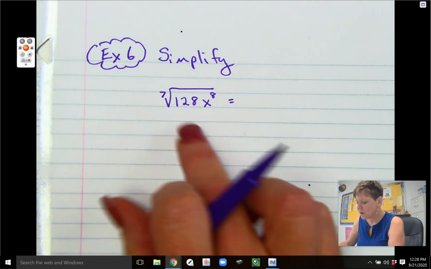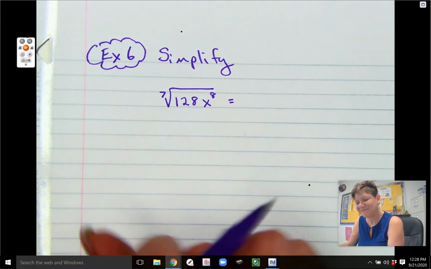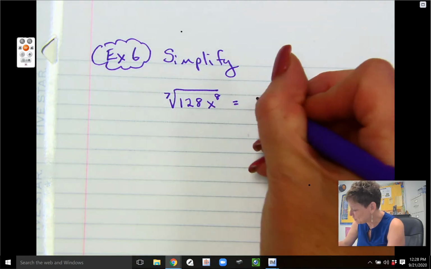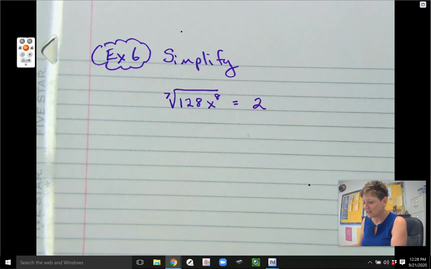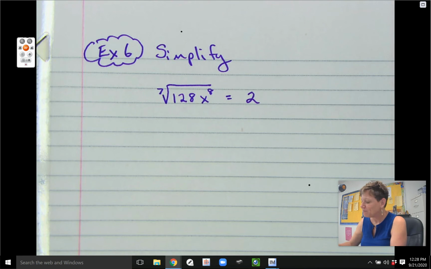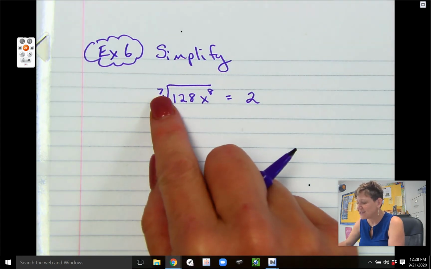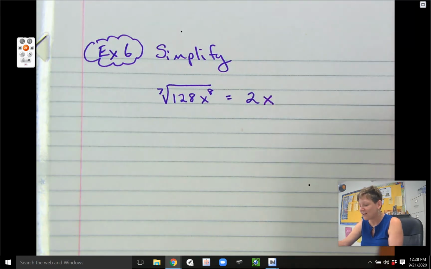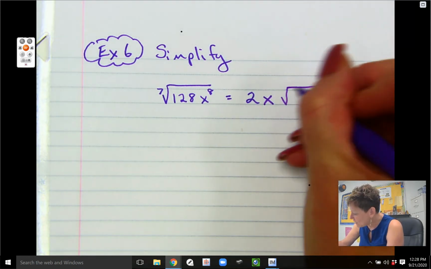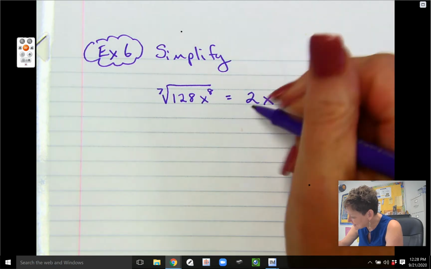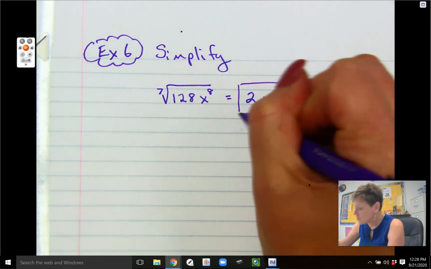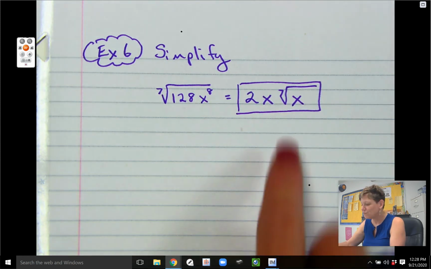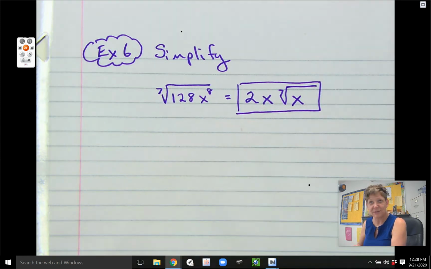So I know the 7th root of 128 is 2. My brain is turning to jello today. All right, and then remember this, how many times does 7 go into 8? It goes in 1, so I have 1 x on the outside and 1 left over on the inside. So your answer is 2x, 7th root of x. And that looks more complicated than before, but it is simplified.